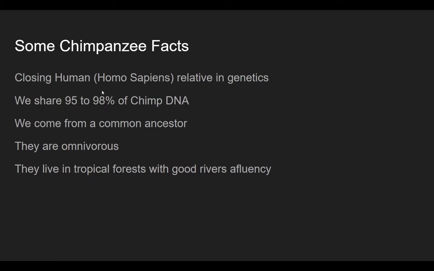And some chimpanzee facts: they are the closest human relatives in genetics. We share from 95 to 98% of the DNA with chimps. We come from a common ancestor about 6 or 7 million years ago. They are omnivorous and they live in tropical forests with rivers affluency.